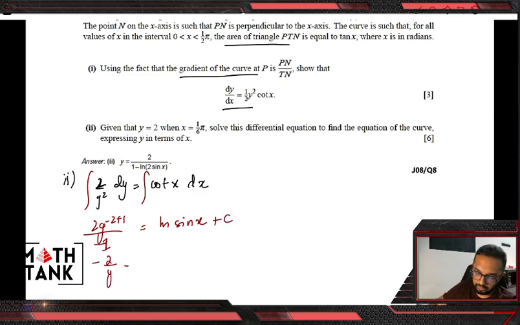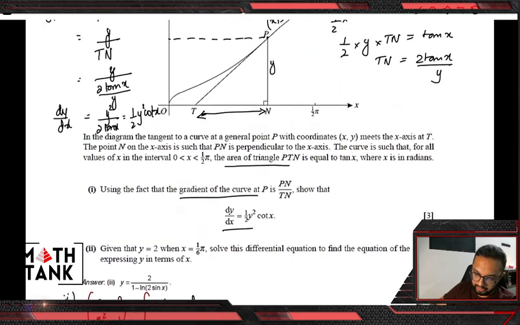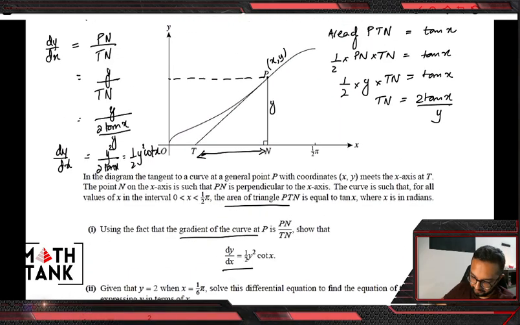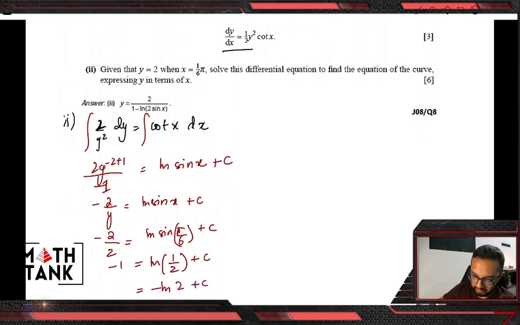So minus 2 over y equals ln sine x plus c. What is y? Do I have a piece of information? It says y equals 2 and x equals pi over 6. So ln sine pi over 6 is basically half, so ln half. That can be written as minus ln 2. So c is basically ln 2 minus 1.